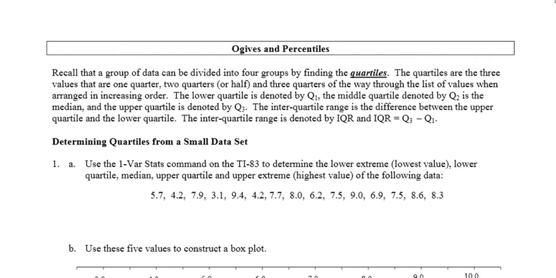Okay, ogives, which is how that's pronounced, and percentiles. So you remember that we can divide a group of data into 4 by finding the quartiles, which are the 3 values: the 1/4, the halfway, the 3/4 way through the list. Q1, Q2, which is also the median, and Q3, and the interquartile range, which is the difference between the upper and the lower quartile, or Q3 minus Q1.